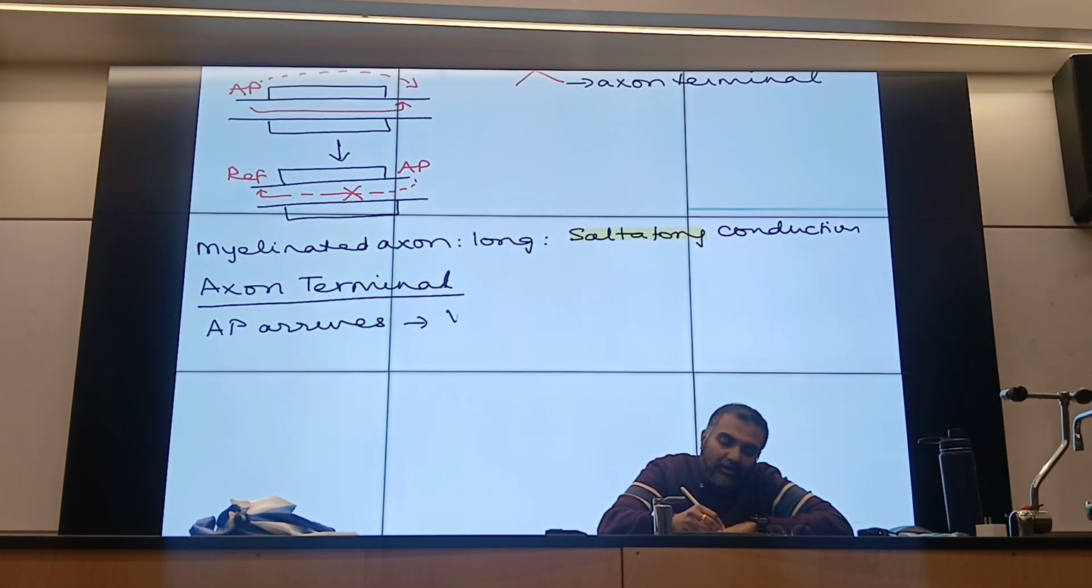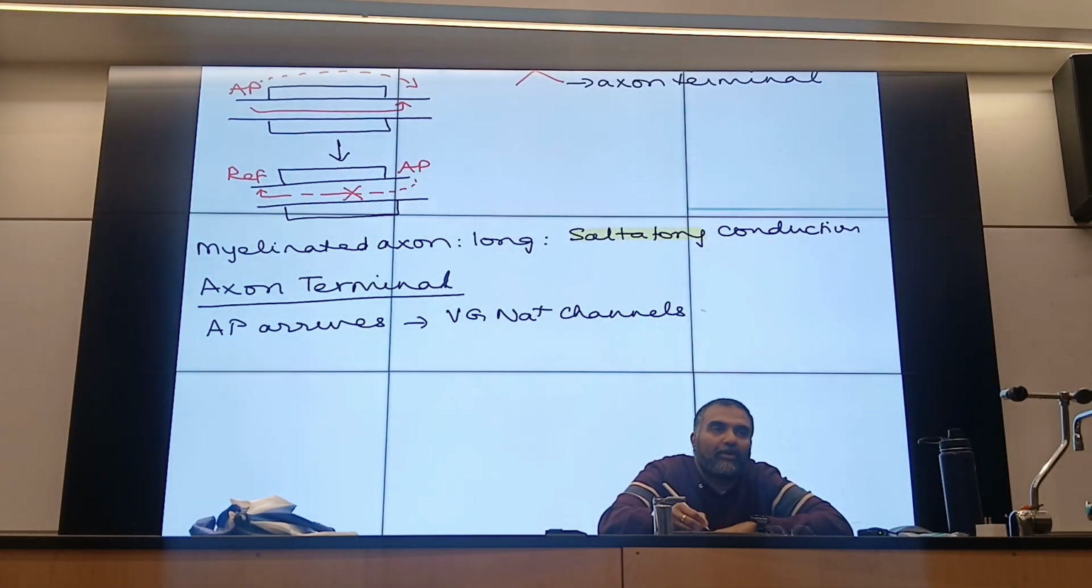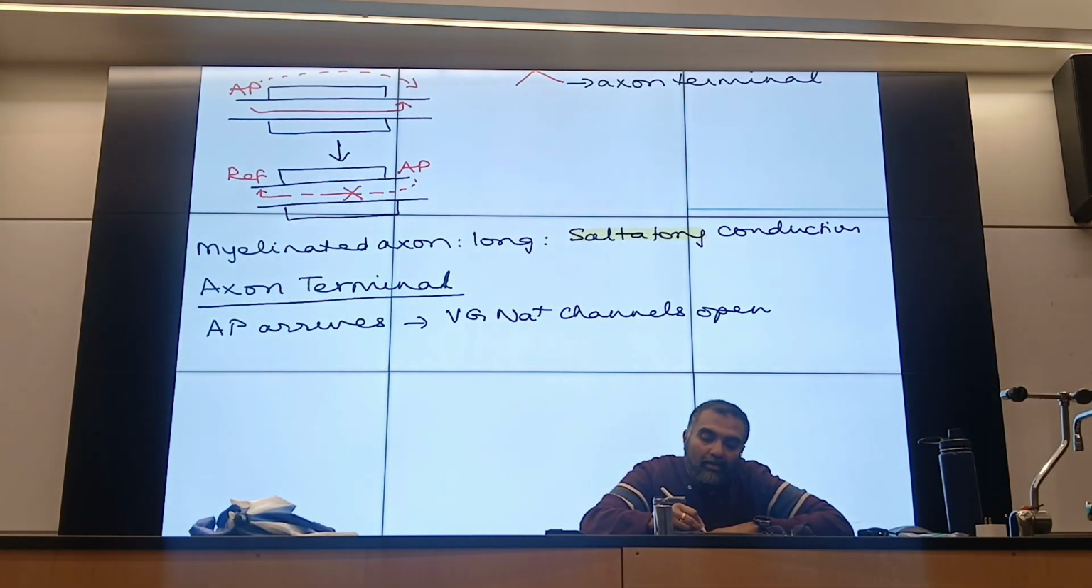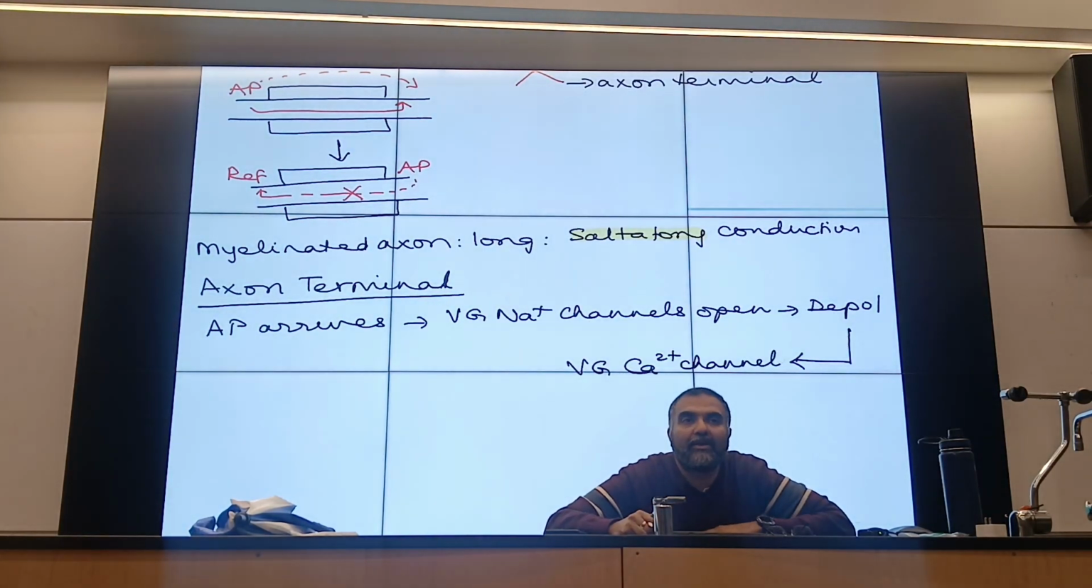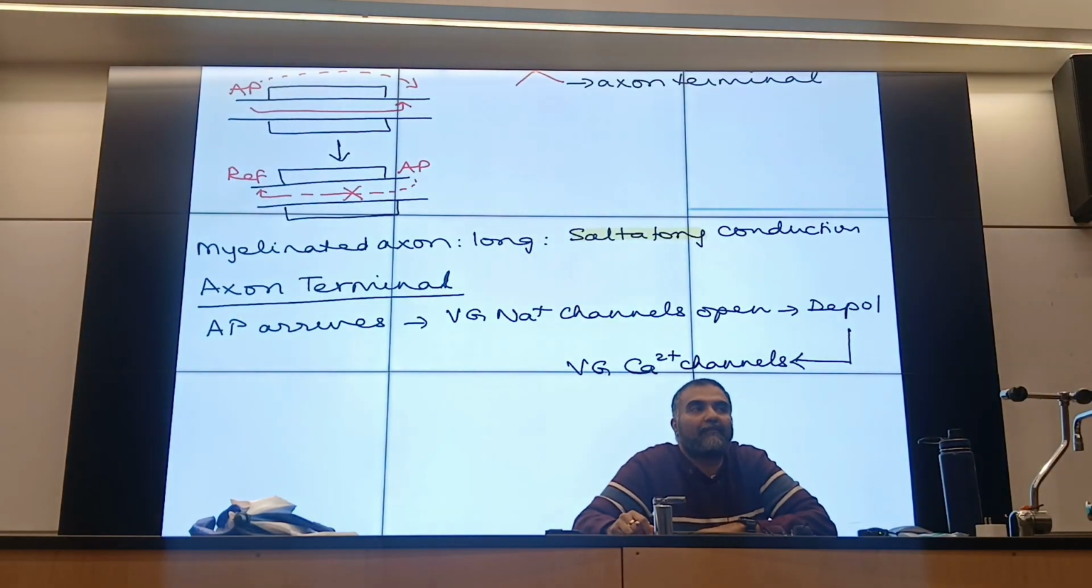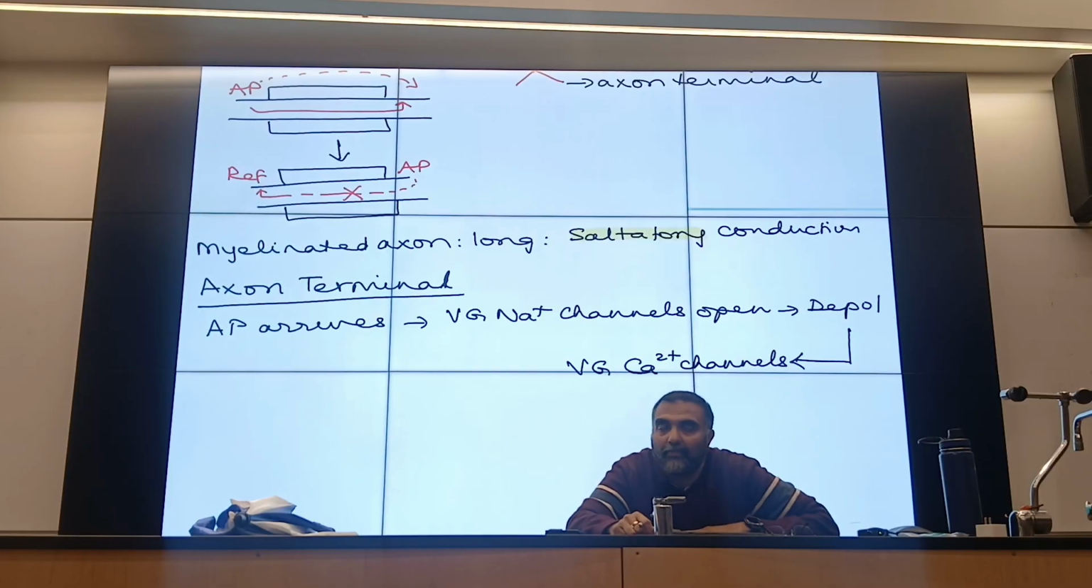Voltage gated sodium channels open like usual, which means depolarization, correct? Yes. Once you have depolarization, that will open voltage gated calcium channels. Now, voltage gated calcium channels are unique to the axon terminal. You will not find them anywhere else. You will not find voltage gated calcium channels anywhere else in the neuron. You will find them only in the axon terminal.